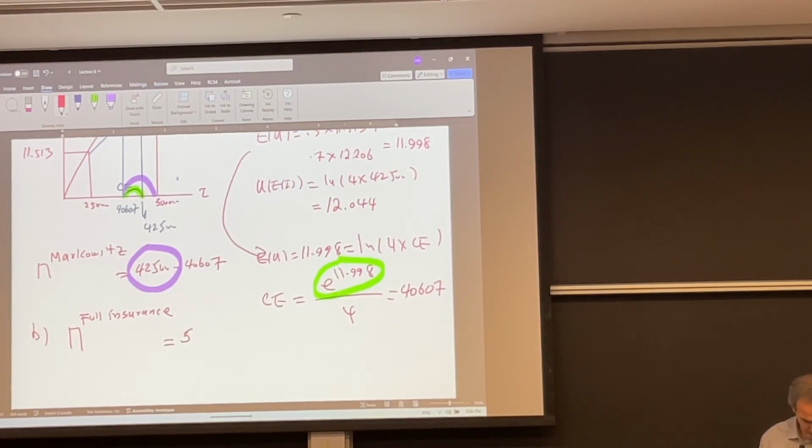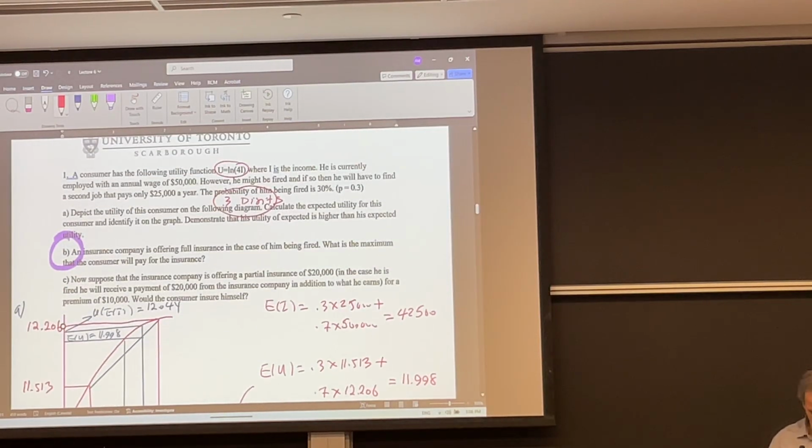That is 50,000 minus 40,67, which should be 9,3,093 bucks. The maximum you're willing to pay to avoid, the maximum you're willing to pay for full insurance is 9,3,093 bucks. Right? Make sense? Okay. That's part B. Part C.